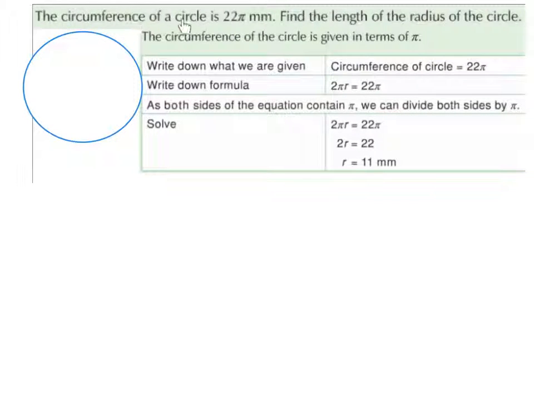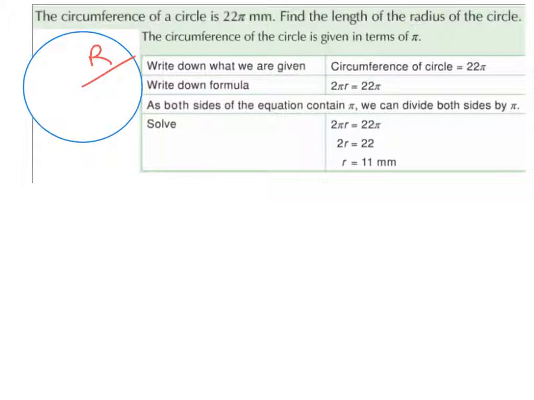The circumference of a circle is 22 pi millimeters. So the circumference is the length around the circle. Find the length of the radius of the circle. The circumference of the circle is given in terms of pi. So the radius of a circle is the distance from the center to the edge. So this is the radius. We're trying to find out what it is.